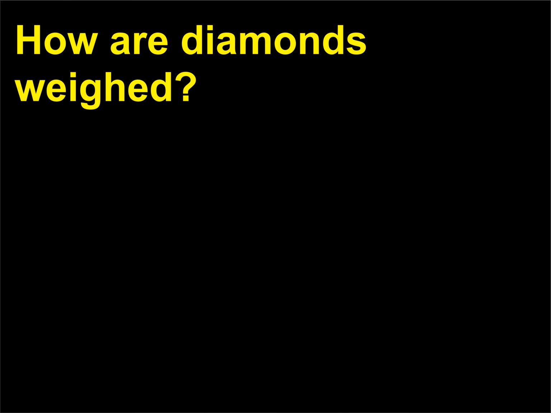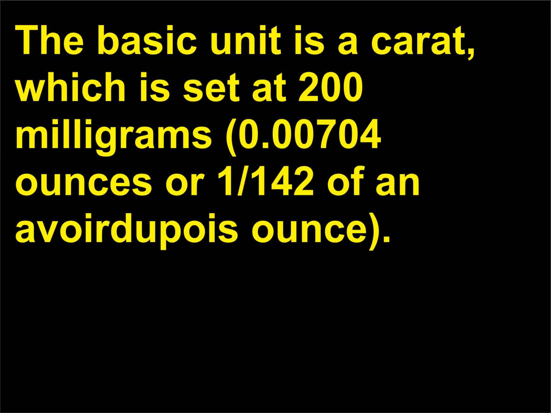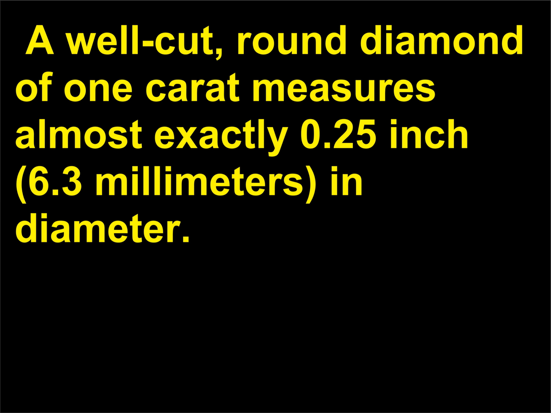How are diamonds weighed? The basic unit is a carat, which is set at 200 milligrams, 0.00704 ounces or 1/142 of an avoirdupois ounce. A well-cut, round diamond of 1 carat measures almost exactly 0.25 inch, 6.3 millimeters, in diameter.